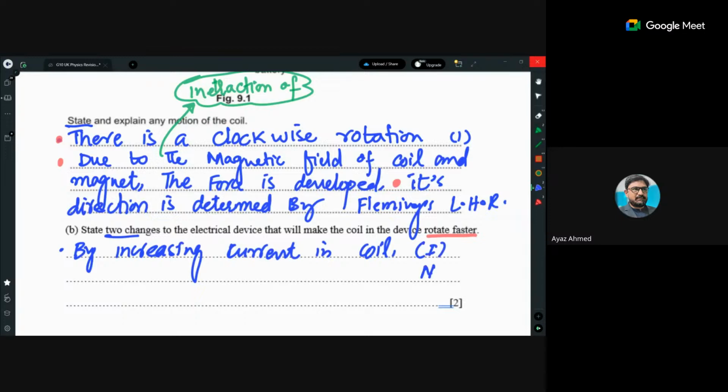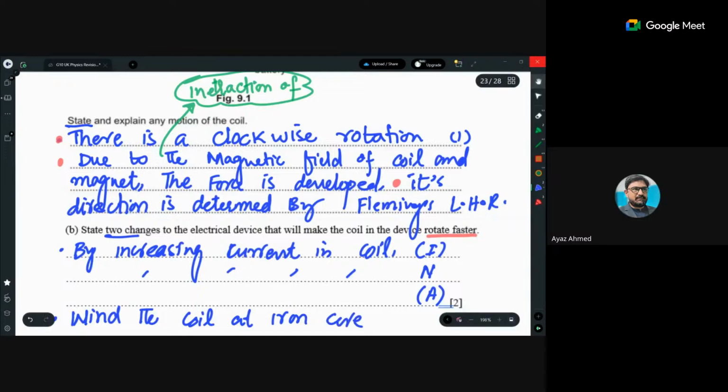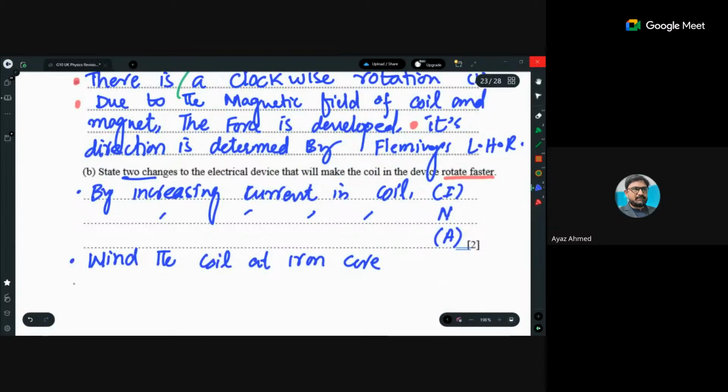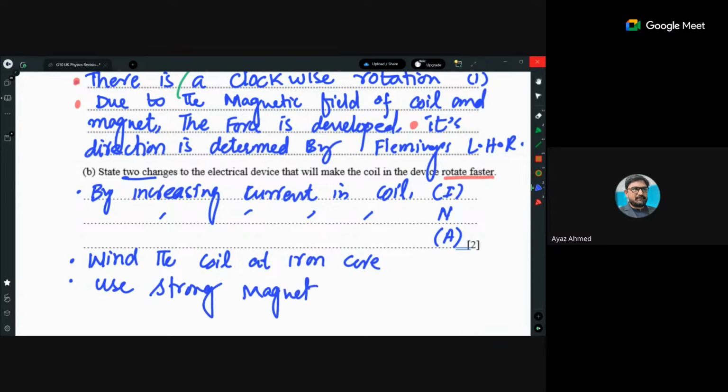By increasing the number of turns of the coil, by increasing the area of the coil, or this is the last point I am going to write: wind the coil on the iron core, right? Or use stronger magnets around. ठीक है ना? Or use strong magnets around. ठीक है? Is it clear to you?